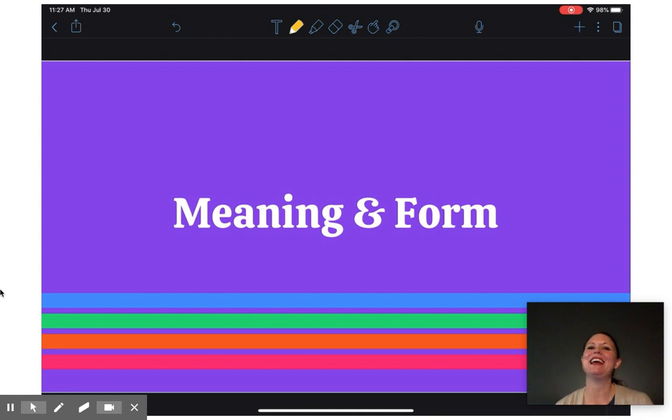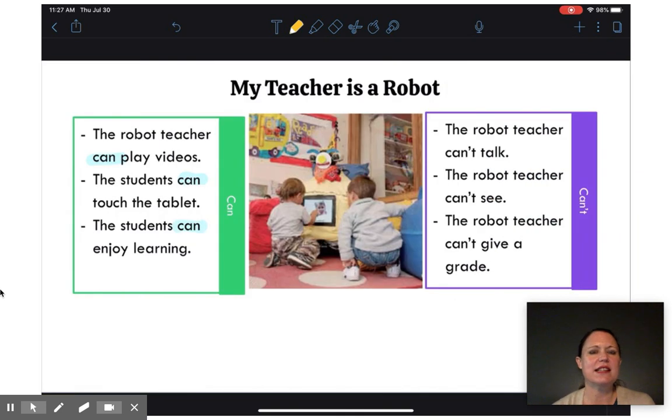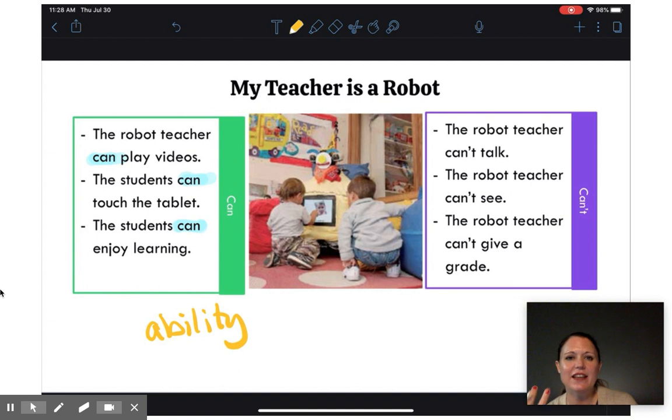And we're back, and it is now time for us to focus right in on the meaning and form of can and can't. So let's look at these examples that we had before. What is this telling us about this teacher robot? The use of can here tells me what? That's right. It tells me this robot teacher's ability, right? Things the robot teacher can do.